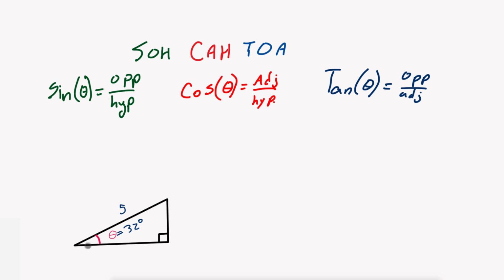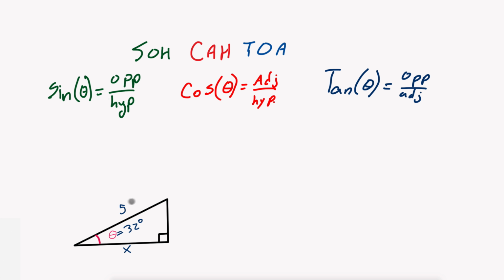So we know that this hypotenuse is 5, and we know our theta is 32 degrees. We're trying to find out how far this leg is, which I'm going to label x. How long is x? Well, the first thing we're going to do is look at what we have and what we need and see which one of these applies.